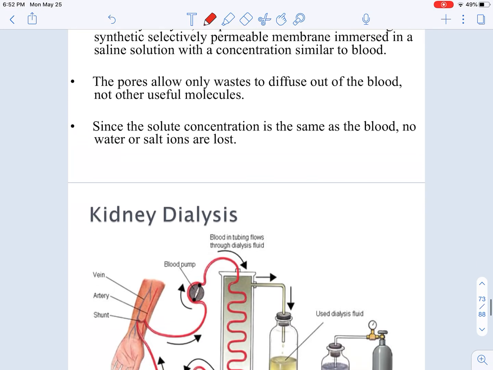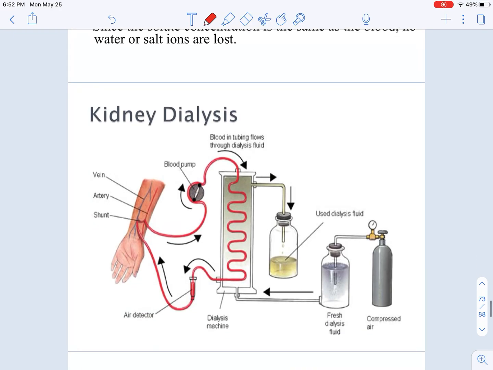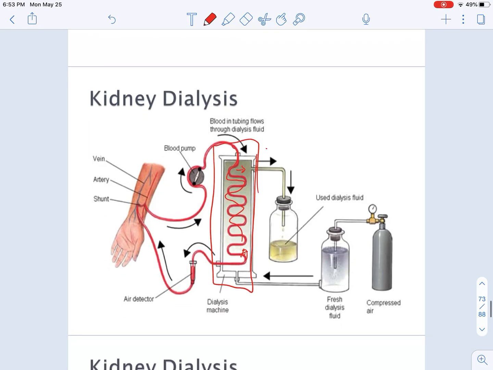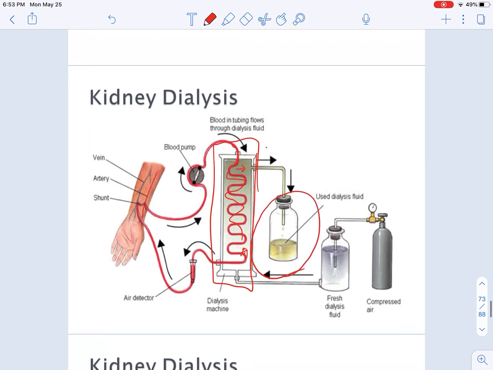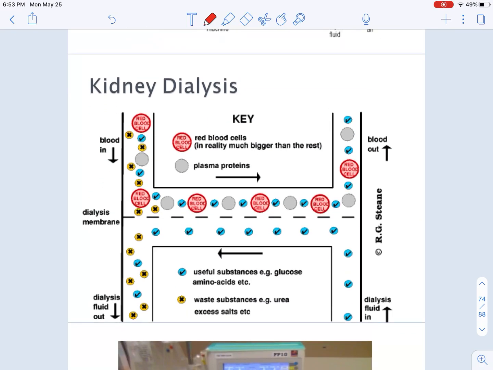Instead of doing it through their kidneys, they have to go in to be hooked up to a dialysis machine and get the impurities and toxins in their blood filtered out by their blood going through this tube here, but there is fresh dialysate fluid around it, so the toxins diffuse out into the dialysis solution, which is then collected, and their blood goes back into their body. And this picture just shows you their blood cells are too big. They don't go out, so the blood cells stay and go back to the person.